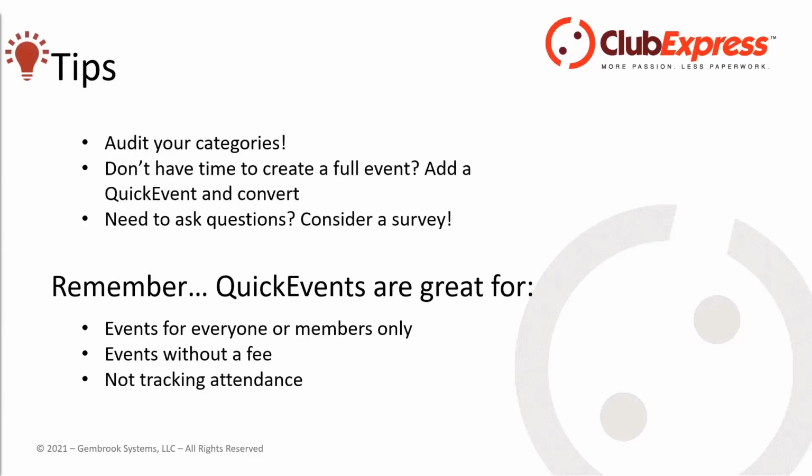Audit your categories. If you haven't quite used quick events very much, or maybe you've only used them a handful of times and you want to start using them, go back through your categories and determine how you want to set those up. Do you want to use the same categories and simply mark certain categories to be used for quick events? Or do you want to create a whole new set of categories that maybe have quick event right in the category name? It's entirely up to you. But go back, check that box off for the items that you want to be included in that list.